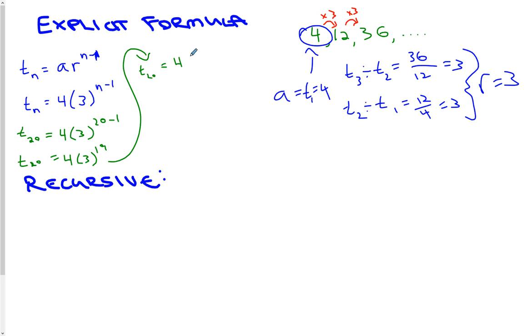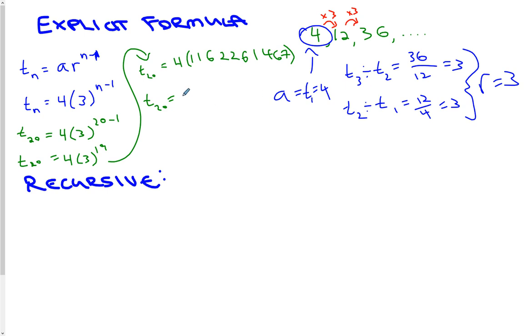So 4 times, what's 3 to the 19? I cannot do that one in my head. Let's plug that into our calculator. It's probably huge. It's a huge number, but I'm going to write it down. 1, 1, 6, 2, 2, 6, 1, 4, 6, 7. It's a massive number. Multiply that by 4, and what do I get?